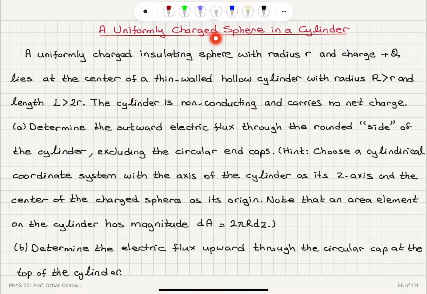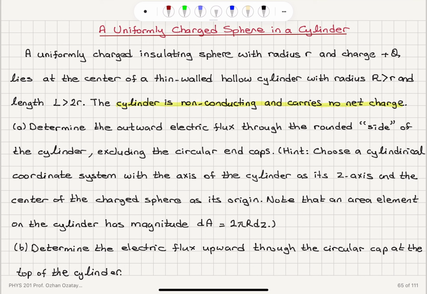A uniformly charged sphere in a cylinder. A uniformly charged insulating sphere with radius r and charge plus capital Q lies at the center of a thin-walled hollow cylinder with radius capital R greater than r and length capital L greater than 2r. The cylinder is non-conducting and carries no net charge.